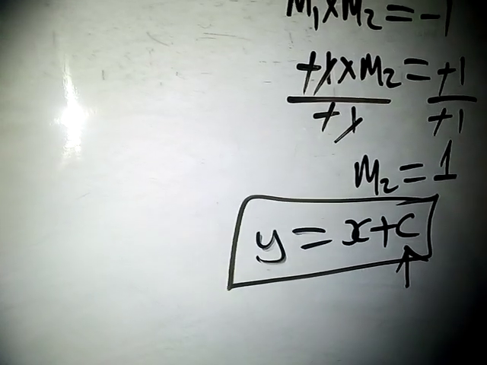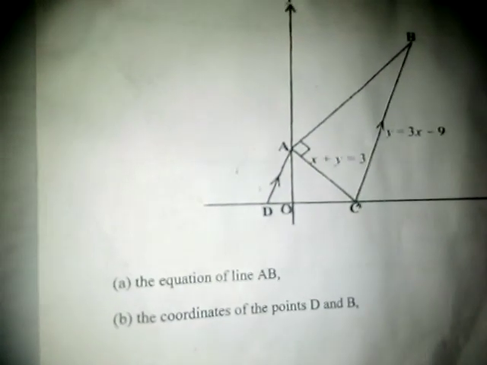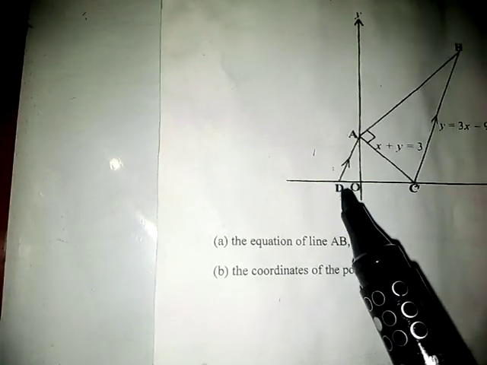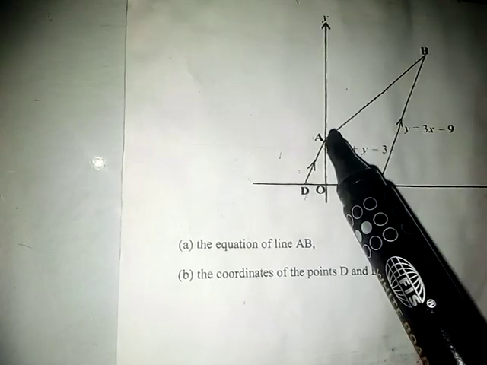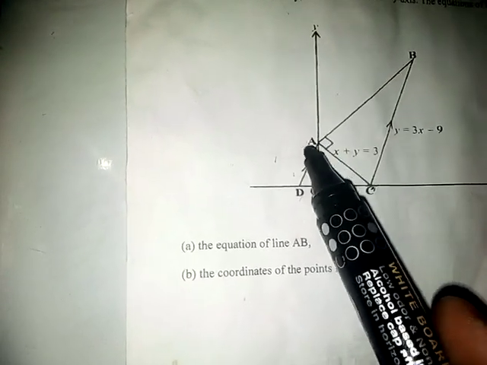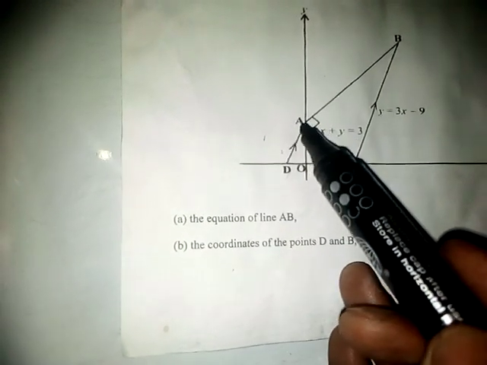Now, how do we find the y-intercept? So we go back to the graph. Here we see on our diagram two lines that meet at point A. Remember, the y-intercept c has to be the y value right at point A here. So what is the y value at point A?